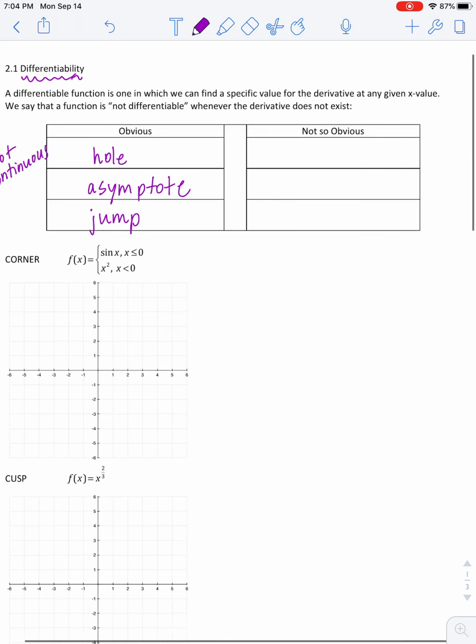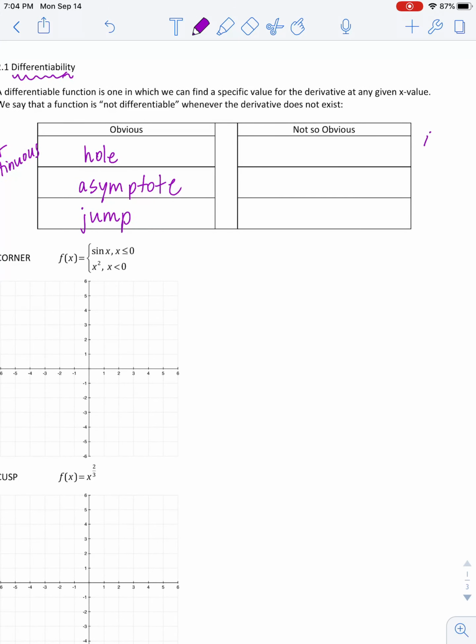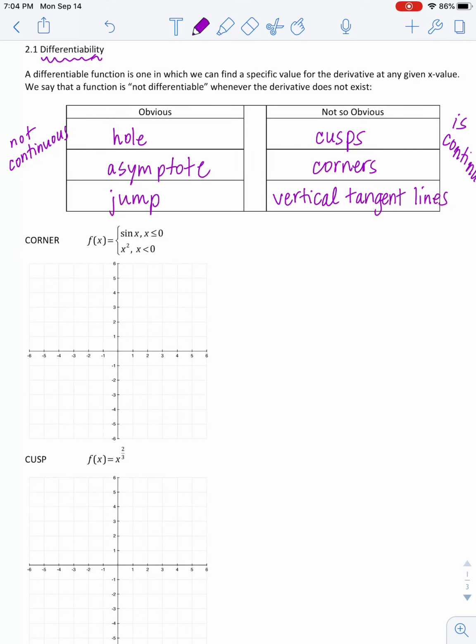There's also places where a function is continuous, but it doesn't have a derivative. And this is the hard part that we're going to look at today. So these not so obvious places are probably a bunch of new vocabulary to you. We're talking about cusps, corners, and no short way to say this, vertical tangent lines. And that one probably makes sense if you think about the slope of a vertical line, right? It's undefined, so we're not going to have a derivative there.